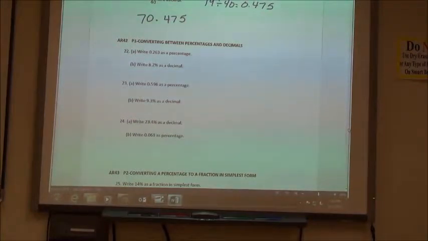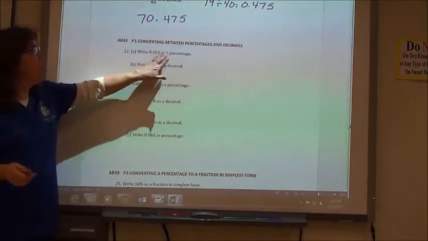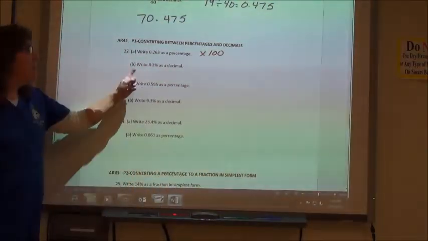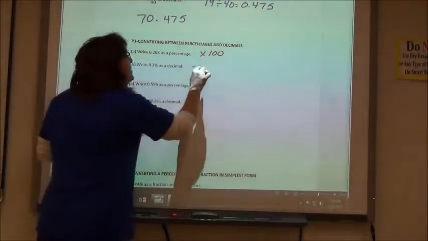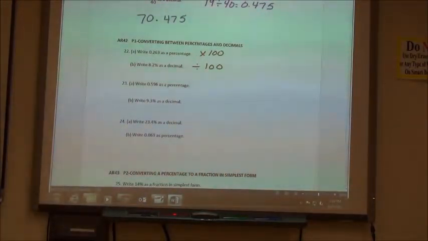Percent. Per means out of. A cent is 100, right? There's 100 pennies in a dollar. That's what a cent is. So percent means out of 100. If I am going to change a decimal number into a percent, I'm going to multiply by 100. If I'm going to change a percent into a decimal without the percent sign, I'm going to divide by 100. So as a decimal, think divide.